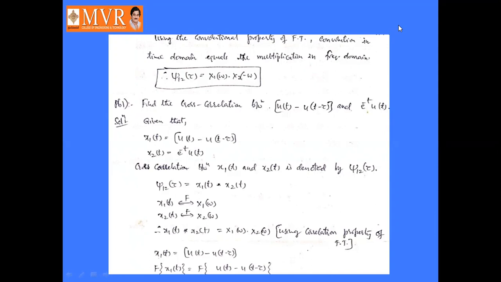We saw the relation between correlation and the convolution, and then properties of autocorrelation and cross correlation functions. Now we will do some problems.